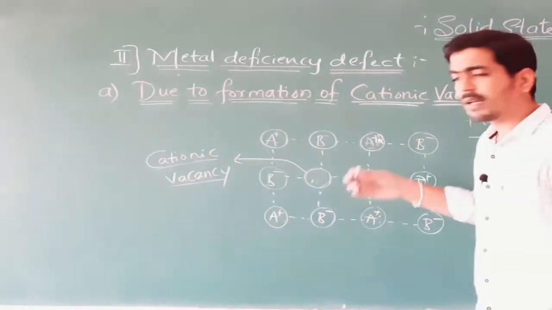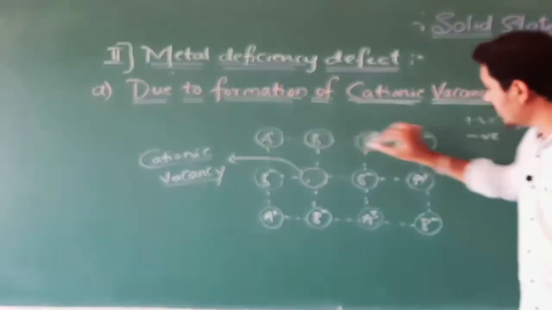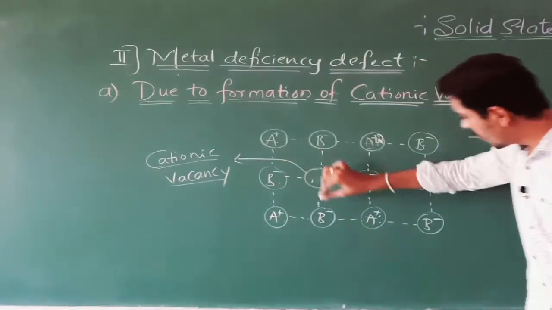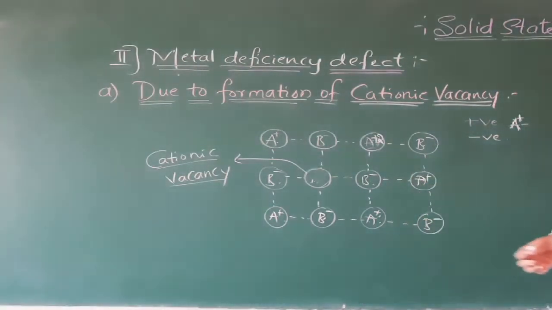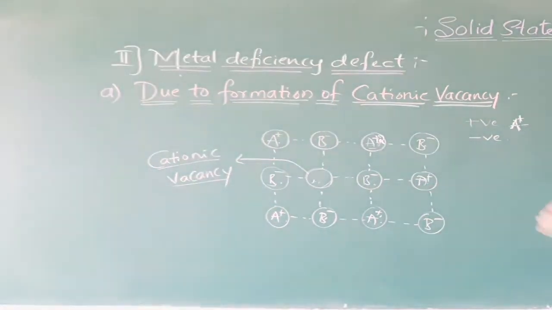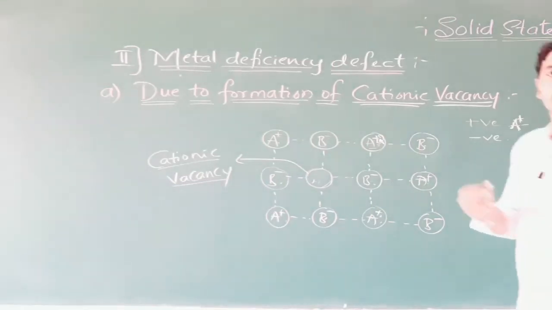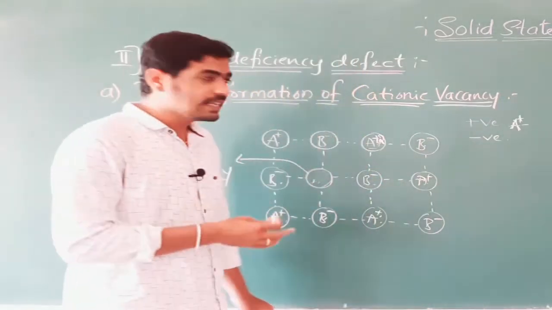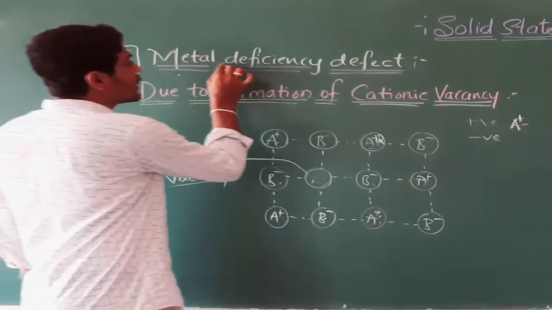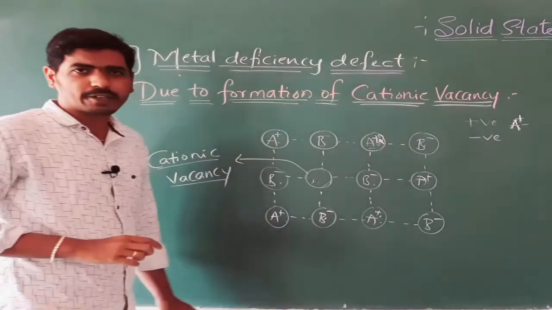Okay, and how many anions are there? 1, 2, 3, 4, 5, 6. So when you count the number of metal ions, that is cations, and anions, the number of metal ions is lesser than anions and hence it is said to be metal deficiency defect.